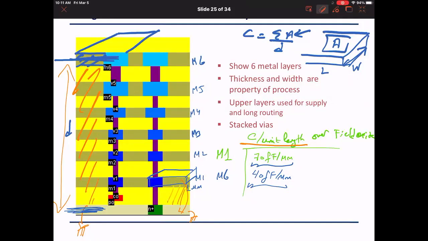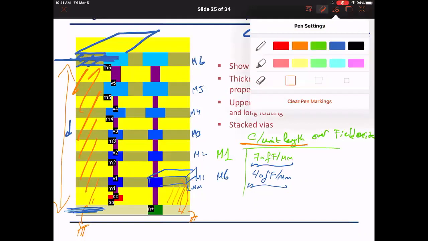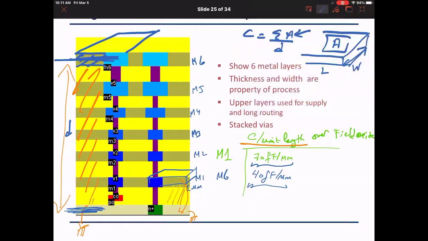Now, as we agreed, there is contact between metal 1 and the poly, or between metal 1 and... let me just erase these to explain what I want to show you here.